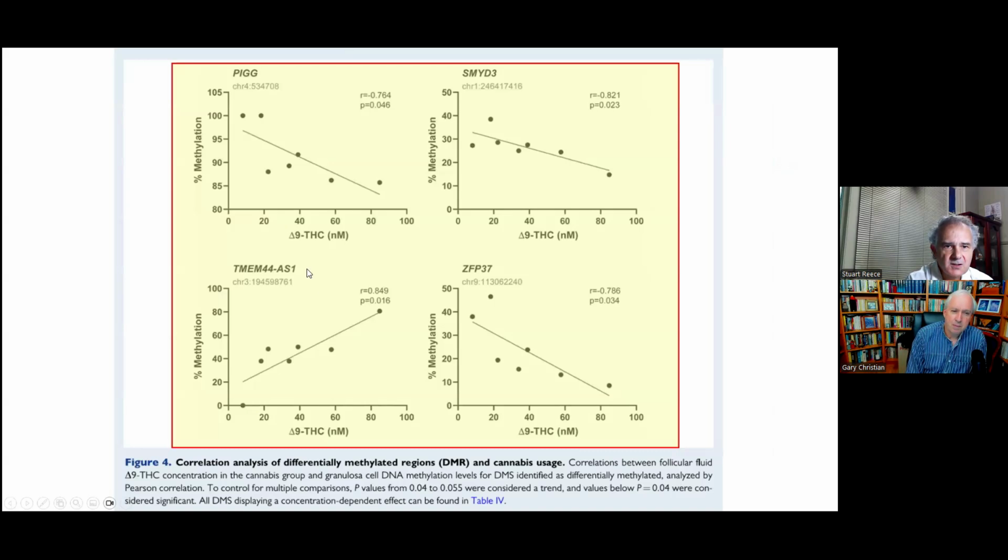Right, and this is just showing that these are important genes that are controlled epigenetically, and as the THC rises, the percent methylation changes. The THC directly changes the methylation of these genes.